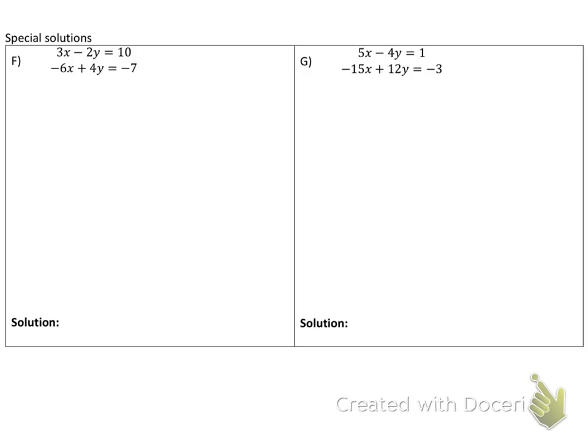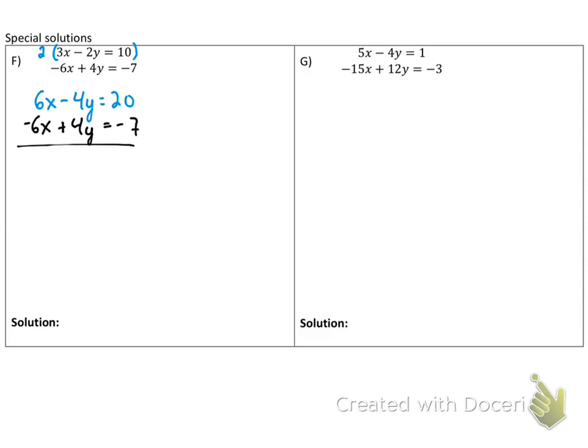So like if I want to eliminate a variable here, I'm going to eliminate the x's. So I got 3x and I have negative 6x. So all I need to do is multiply this top equation by 2. So then that's going to become 6x minus 4y equals 20. And the bottom equation is going to stay negative 6x plus 4y equals negative 7.